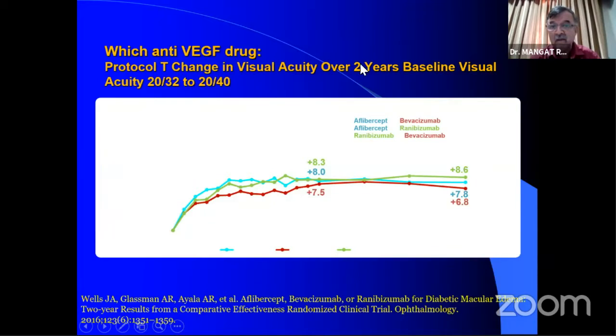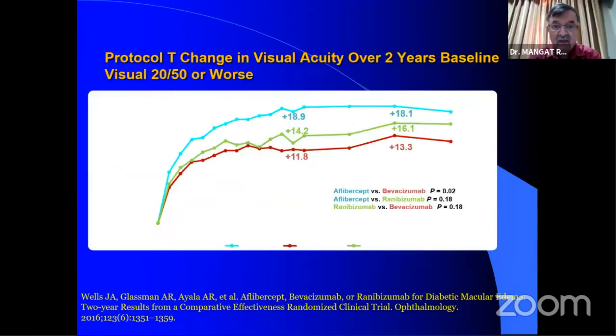Protocol T, which was over a 2-year period, clearly showed that all three, aflibercept, bevacizumab, and ranibizumab, had equal effect if the visual acuity was better than 6/12. So any one of them can be used. But if the visual acuity is worse than 6/12, 20/50 or worse, then I think aflibercept has done much better in the 2-year study.